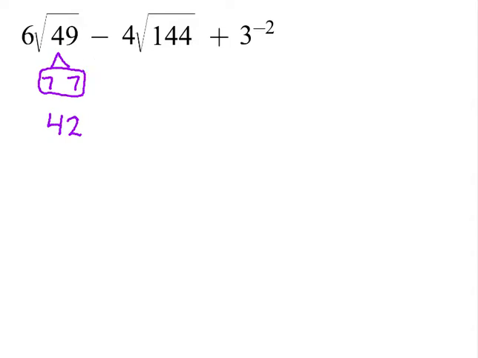What about the next one? What's 144? 12 and 12. Good job. So you can take out a 12, so you end up having minus 48.